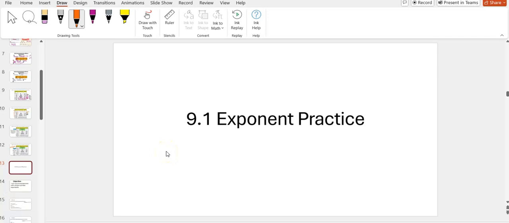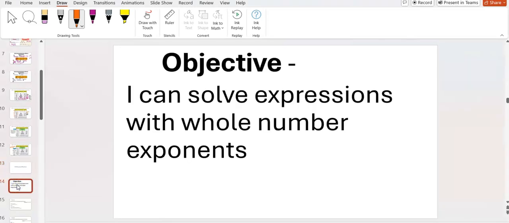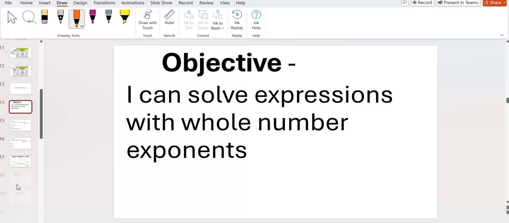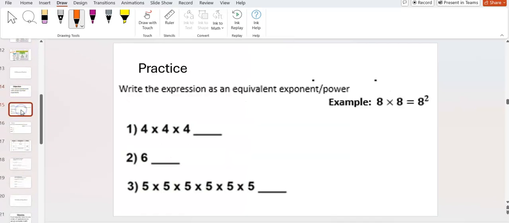Hello and welcome back. Here we are continuing our 9.1 lessons, looking specifically at exponential expressions. We're going to do some practice problems and basically be able to solve expressions with whole number exponents. Hopefully you've watched our first video so that you know what I mean by expression, equivalent expression, exponent, power, base, things like that. So the first thing we're going to do is write the expression as an equivalent exponent, or power.